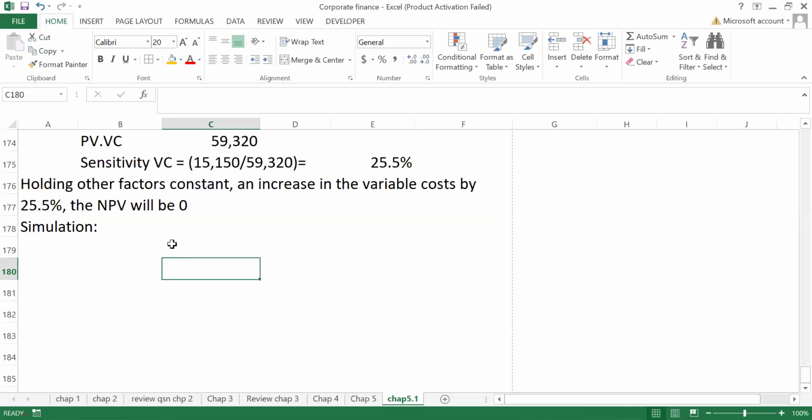So the last part that I want us to discuss today, I don't know if you can finish it, is capital rationing. It's not very big.